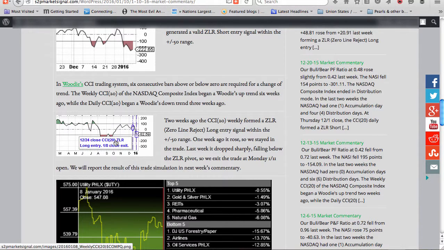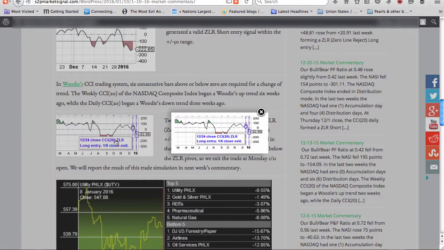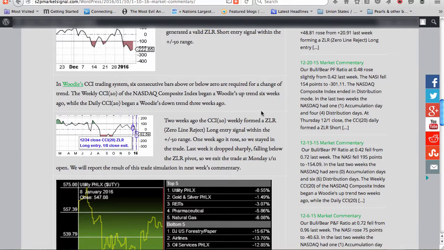2 weeks ago, the CCI 20 weekly formed a zero line reject long entry signal within the plus or minus 50 range. 1 week ago, it rose, so we stayed in the trade. Last week, it dropped sharply, falling below the zero line reject pivot. So we exit the trade at Monday's open. We will report the result of this trade simulation in next week's commentary.